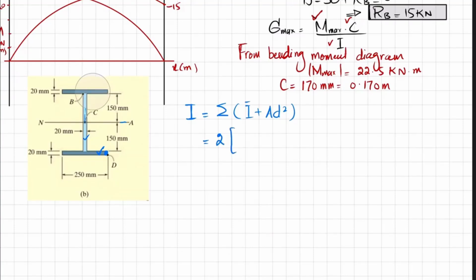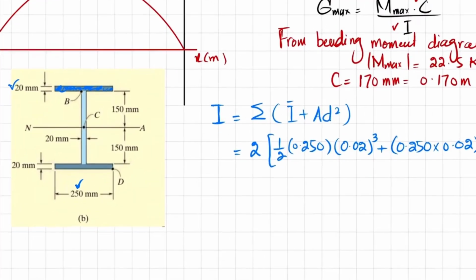So 2 multiplied by this plate. Let me clear this. So first thing is that you will take this plate. I have shaded it. So 1/12, its breadth is 250 millimeter, which in meter will be 0.250, into h cube, and h for this plate is 20 millimeter. So it will be 0.02 whole cube plus AD square. Now what is the area of this plate? So its area will be 250 multiplied by 20. So 250 when converted into meter will be 0.250 into 0.02. This is the area multiplied by D square.